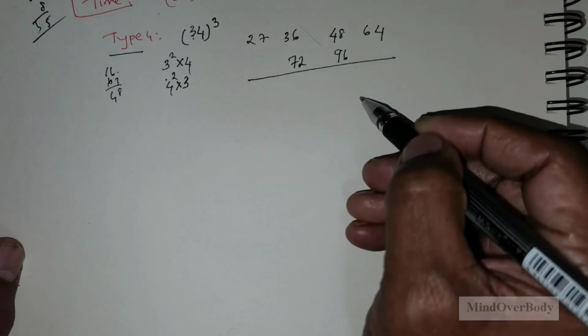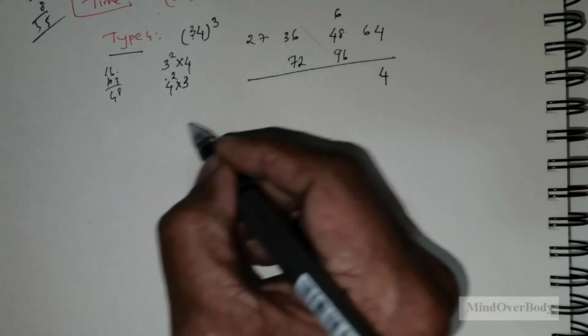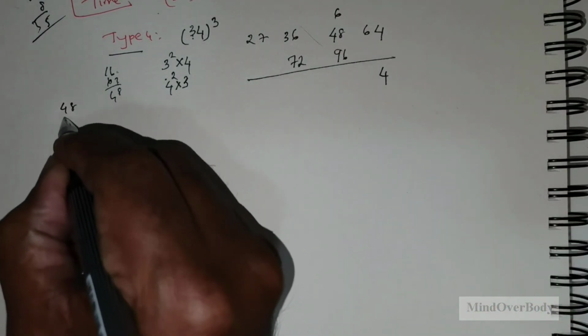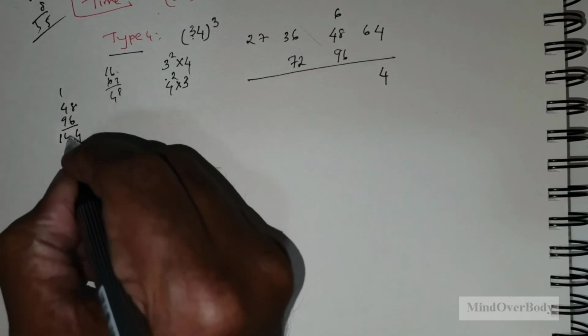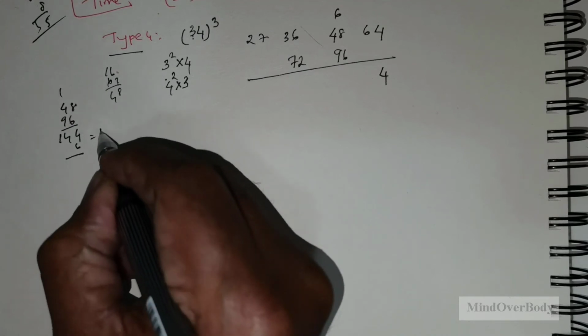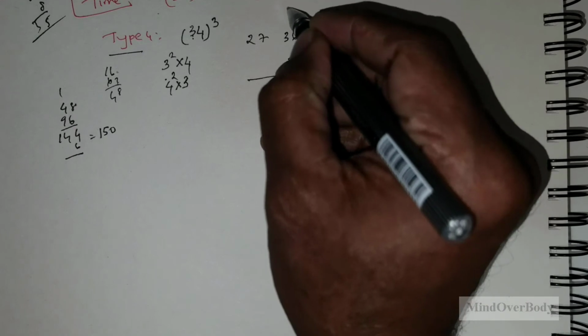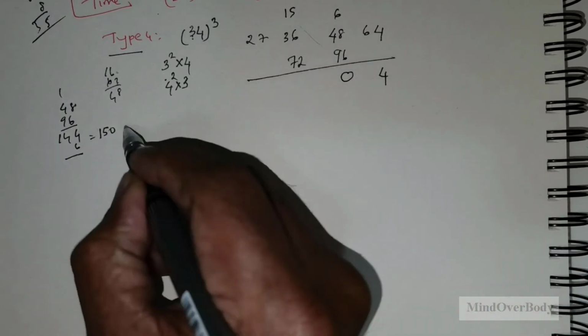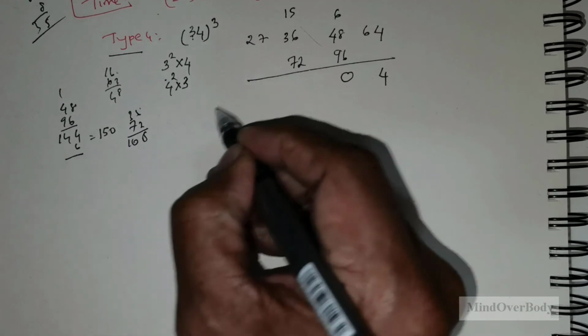Right? Now perform the addition. Place 4 here. Carry 6. Now you have 48 and 96. So this is going to be 14, 1, 10. 14 added with 6 will give you 150. So 150 means place 0 there. Carry 15 there. So 36 added with 72, 108.